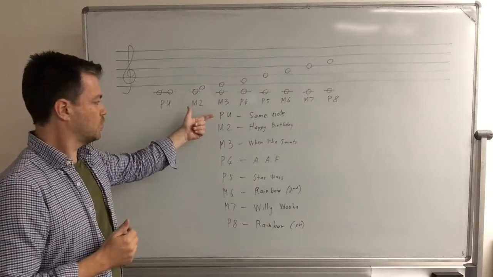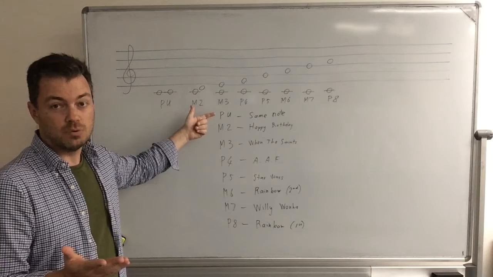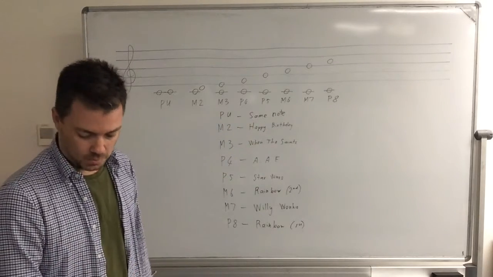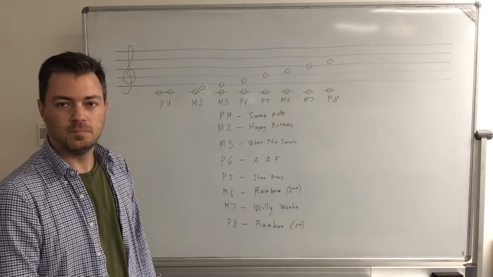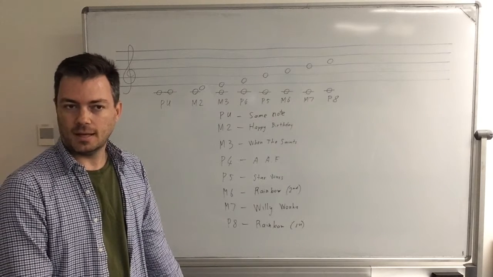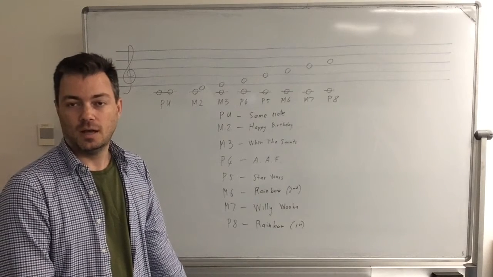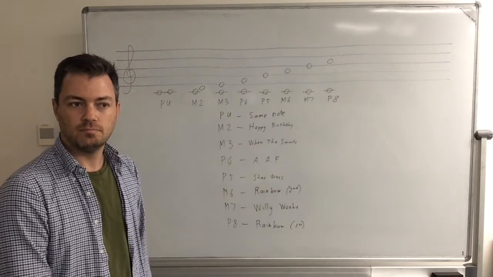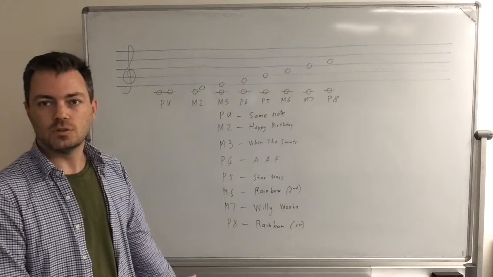So let's start with the first one, perfect unison, very simple. There's no song, it's just the same note. I'll play that for you. Okay, fairly simple to get that one. It's just the same note, there's no difference. That is a perfect unison.